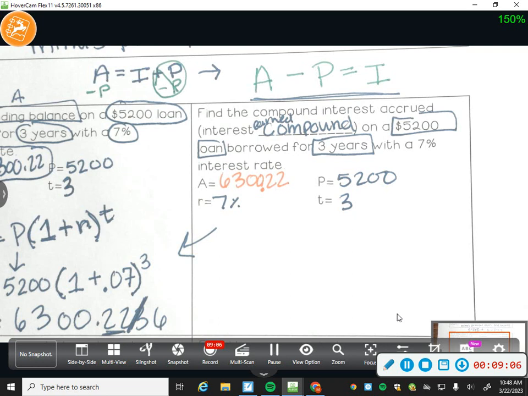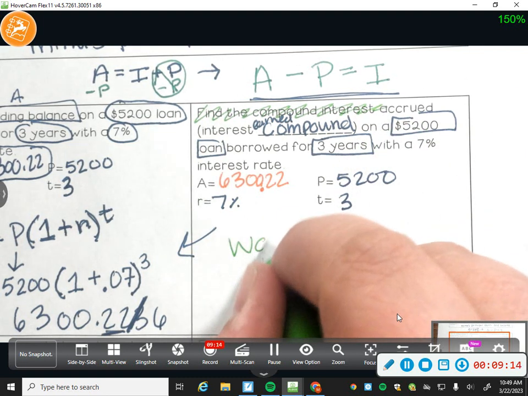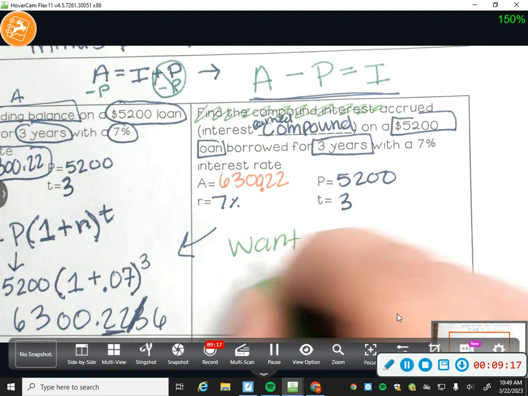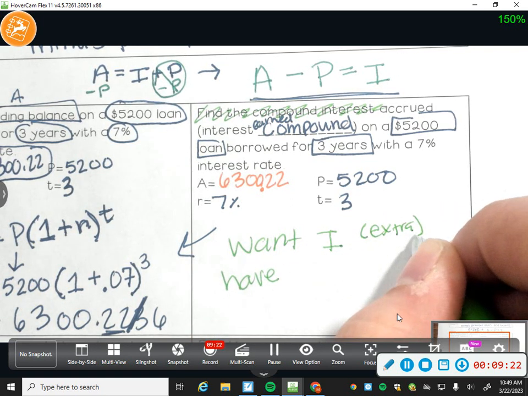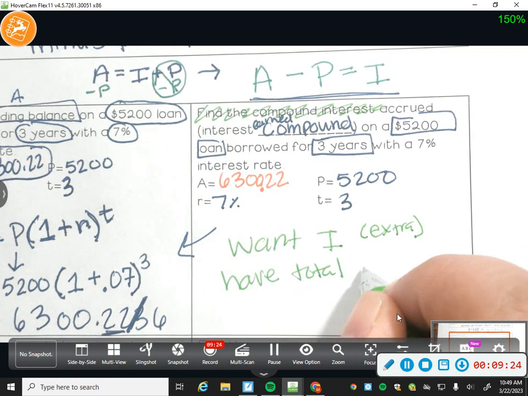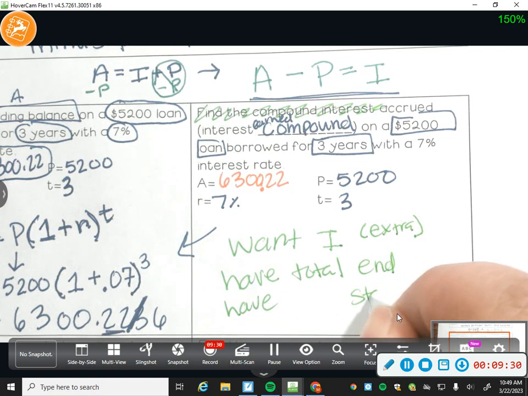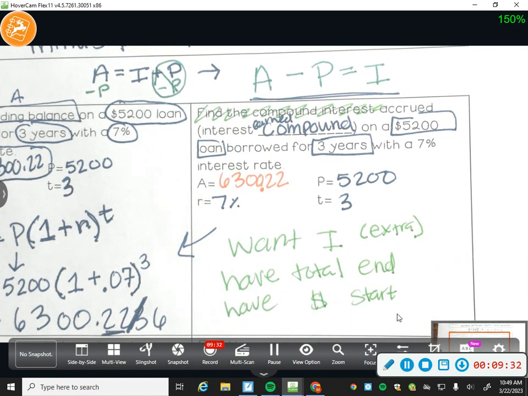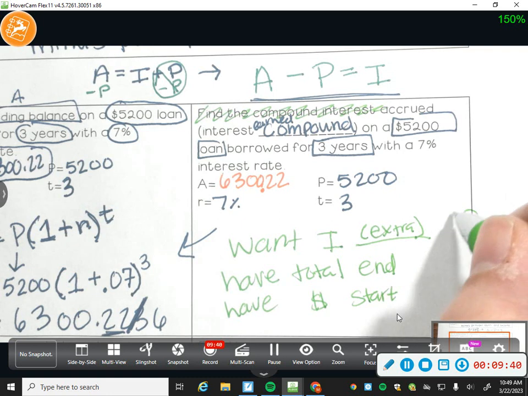Unfortunately, that's not what the question asks. The question here wants to know the compound interest. So we want the interest. We have the total, so we want the extra. We have the total at the end, and we have the original beginning. So to find the extra stuff, we're going to take where we began, which was the principal, and we're going to subtract that from the total.